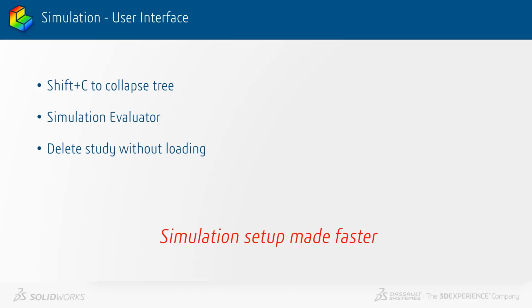In summary, we can use the Shift-C to collapse the tree, use the Simulation Evaluator, or delete the study without loading it. SOLIDWORKS 2020, simulation setups made faster.